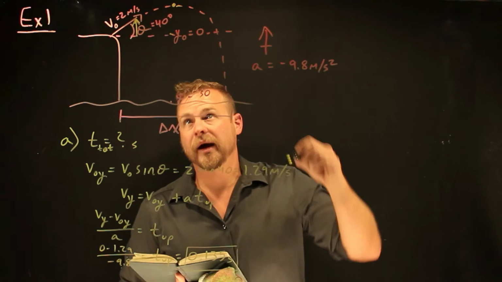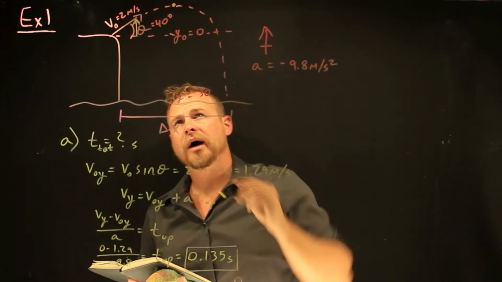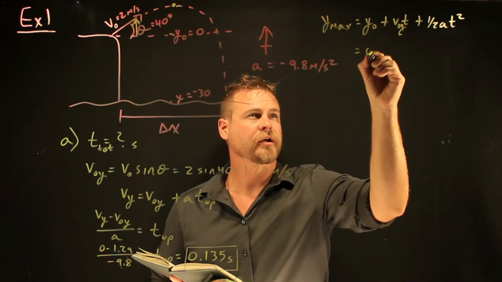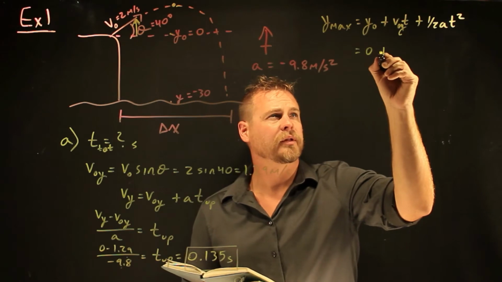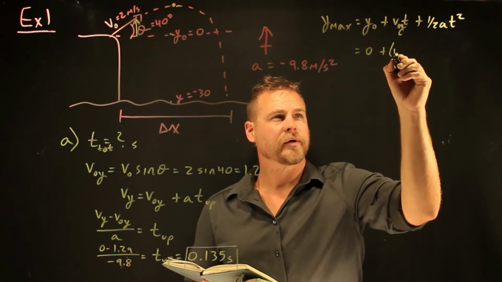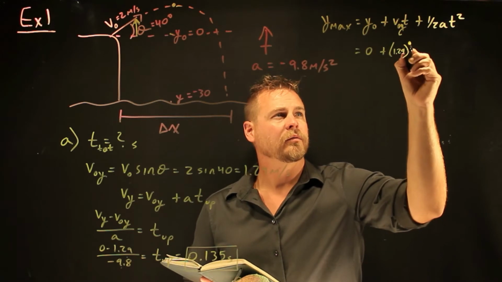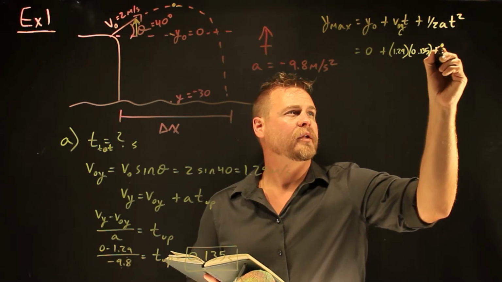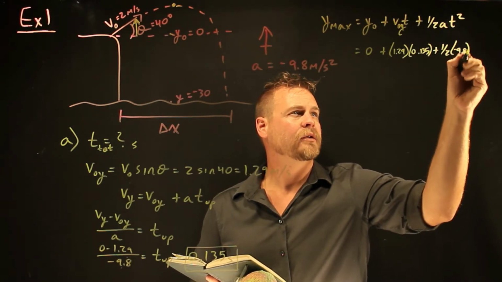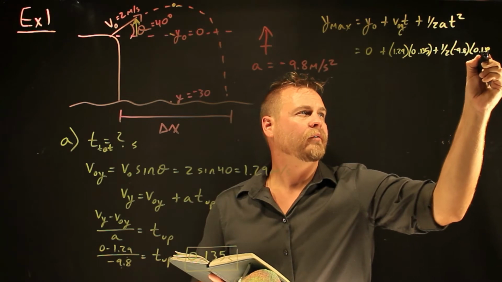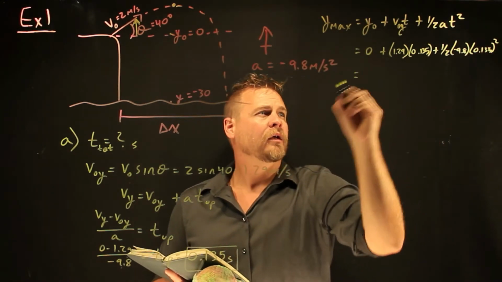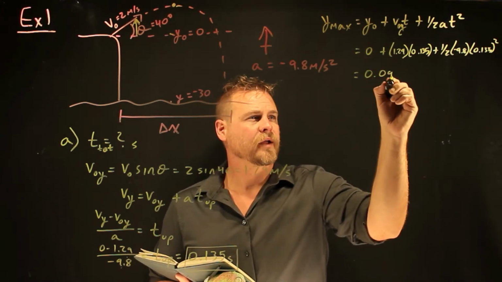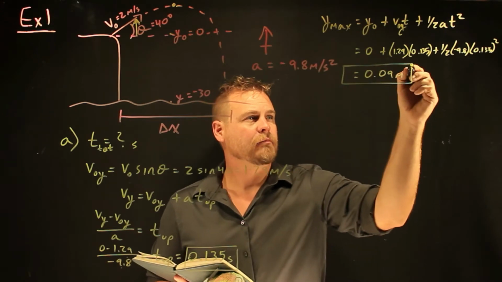Okay, now keeping in mind that I need to know how much higher I'm going, plug in my initial y, so I'm starting at the origin here, plus v naught y t, which is going to be that 1.29, and then my time 0.135, plus 1/2 negative 9.8, and then again 0.135 squared. Once all that's plugged into your calculator, it will spit out 0.09 meters, and that is my maximum height.